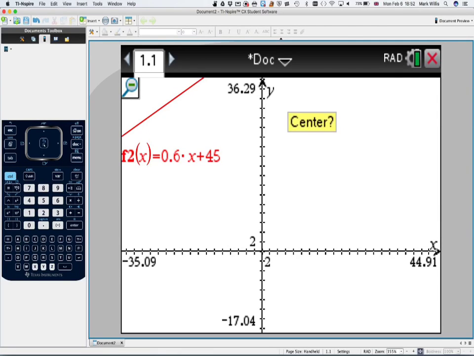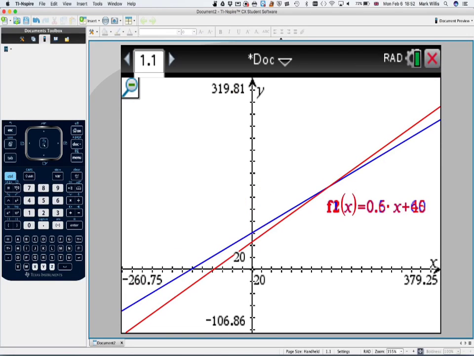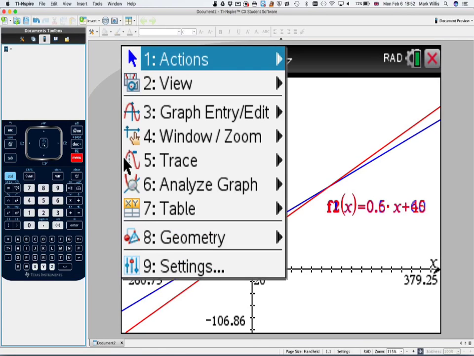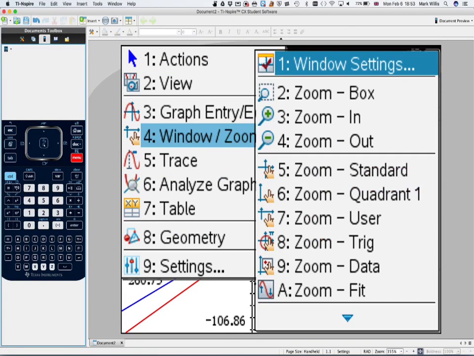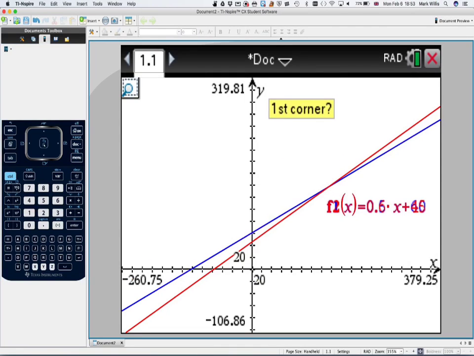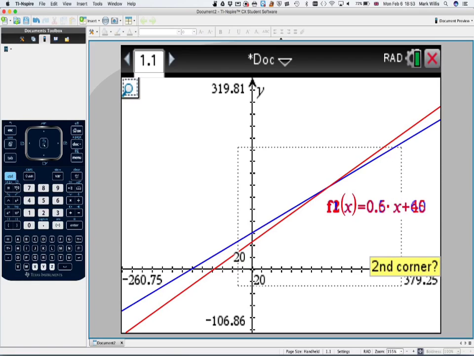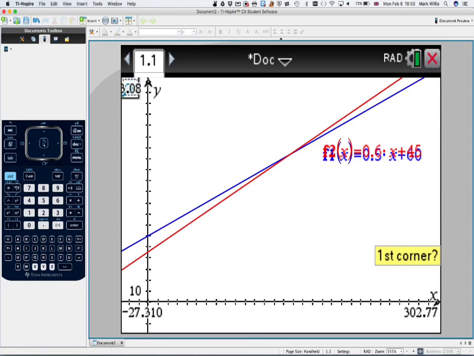Now the functions have started to appear. A few more times and we'll probably be there. Press Escape. Now we probably want to do a box zoom as well, so I'll show you how to do that. Window Zoom, go down to number 2, Zoom Box. Basically what you do is you plant the first corner. We're interested in this point of intersection, because that's the break-even point. Point that down there, make sure we've got a bit of the axis, and then let go, and then we get it. Press Escape, separate the labels up.